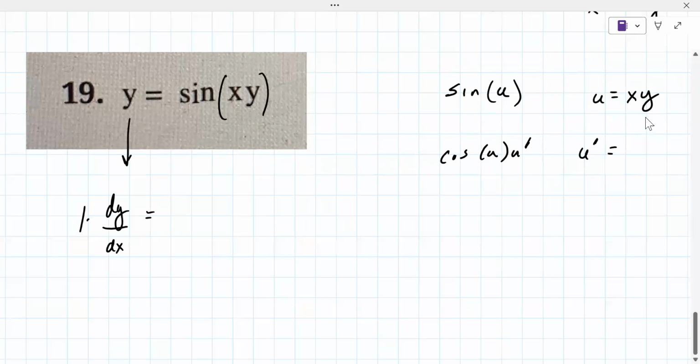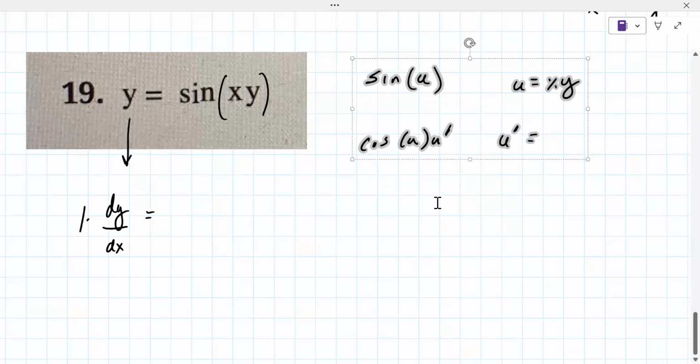Well, how do you take the derivative of xy? That's my question to you. What do we do? How do we find the derivative of x times y in this case? Don't we use the f prime g? Yes. So will you attempt to give me the derivative of u here? f prime g plus f g prime.